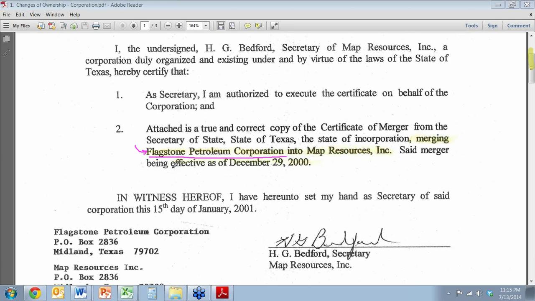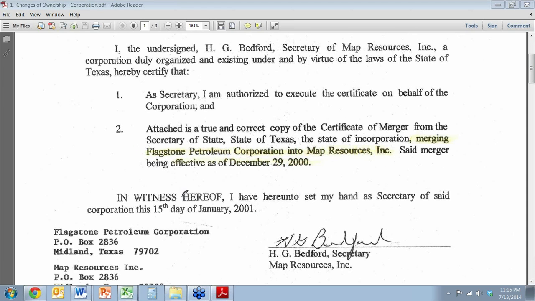And then it says said merger is going to be effective as of December 29, 2000. Okay, in witness hereof, I have hereunto set my hand as Secretary of said corporation this 15th day of January 2001. Now I'm watching my dates, because if the dates are off in any way, that's another clue to me that this might be some kind of a fraud here.